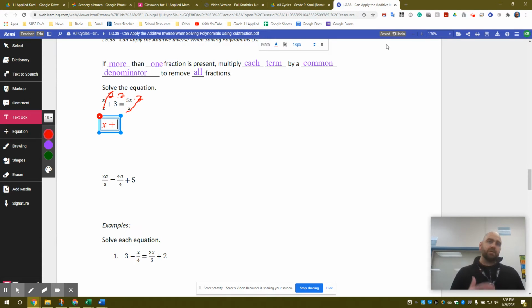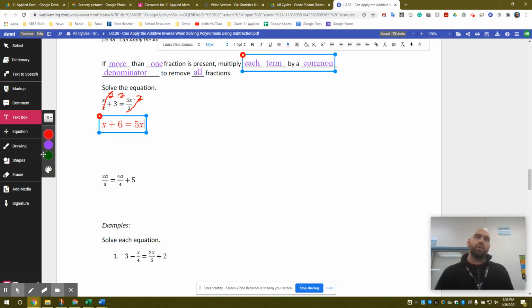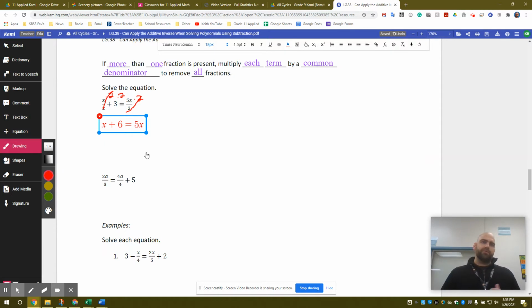So x is all by itself. 3 times 2 is 6. And then we have 5x that's going to be all by itself here as well. So we get to the point where we don't have any more fractions, and we do that by multiplying by a common denominator.